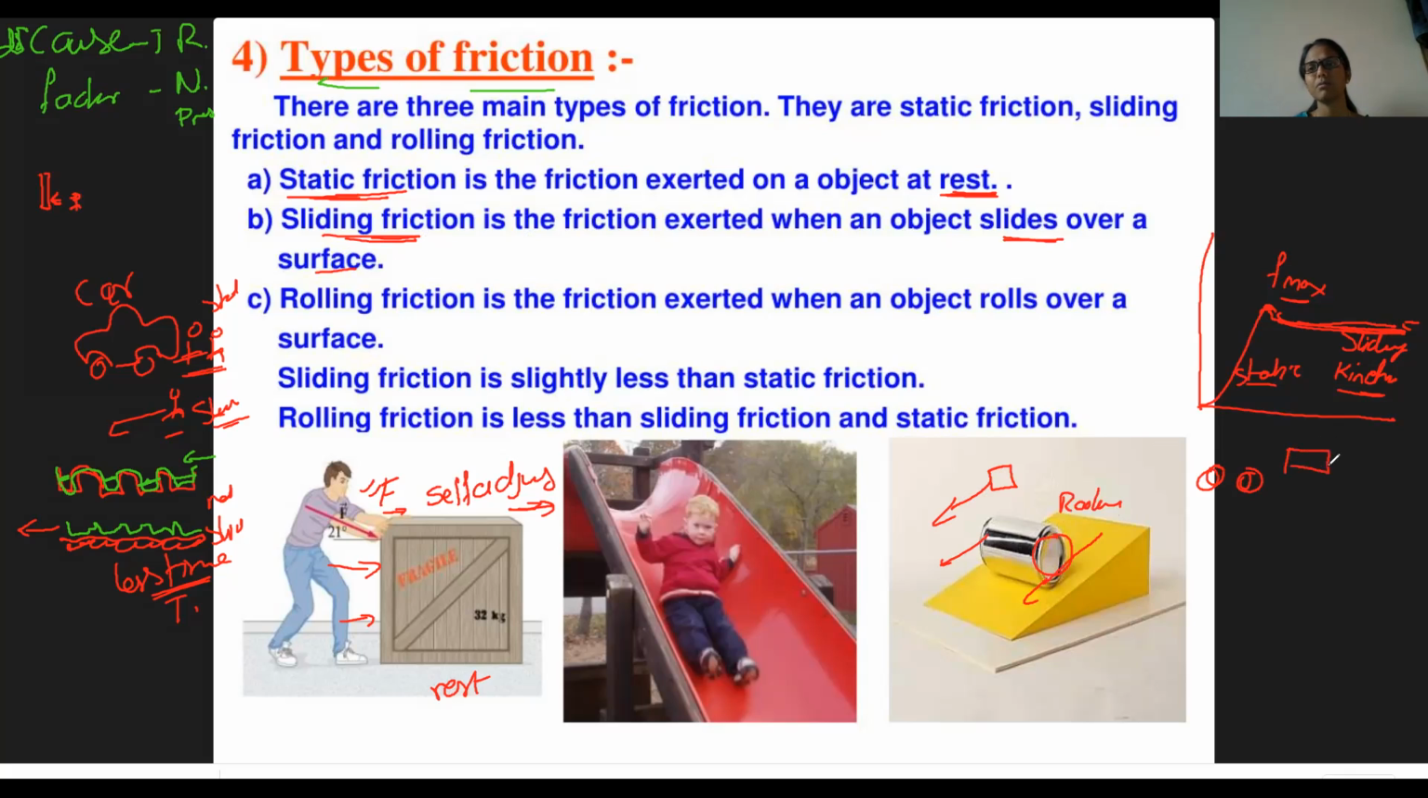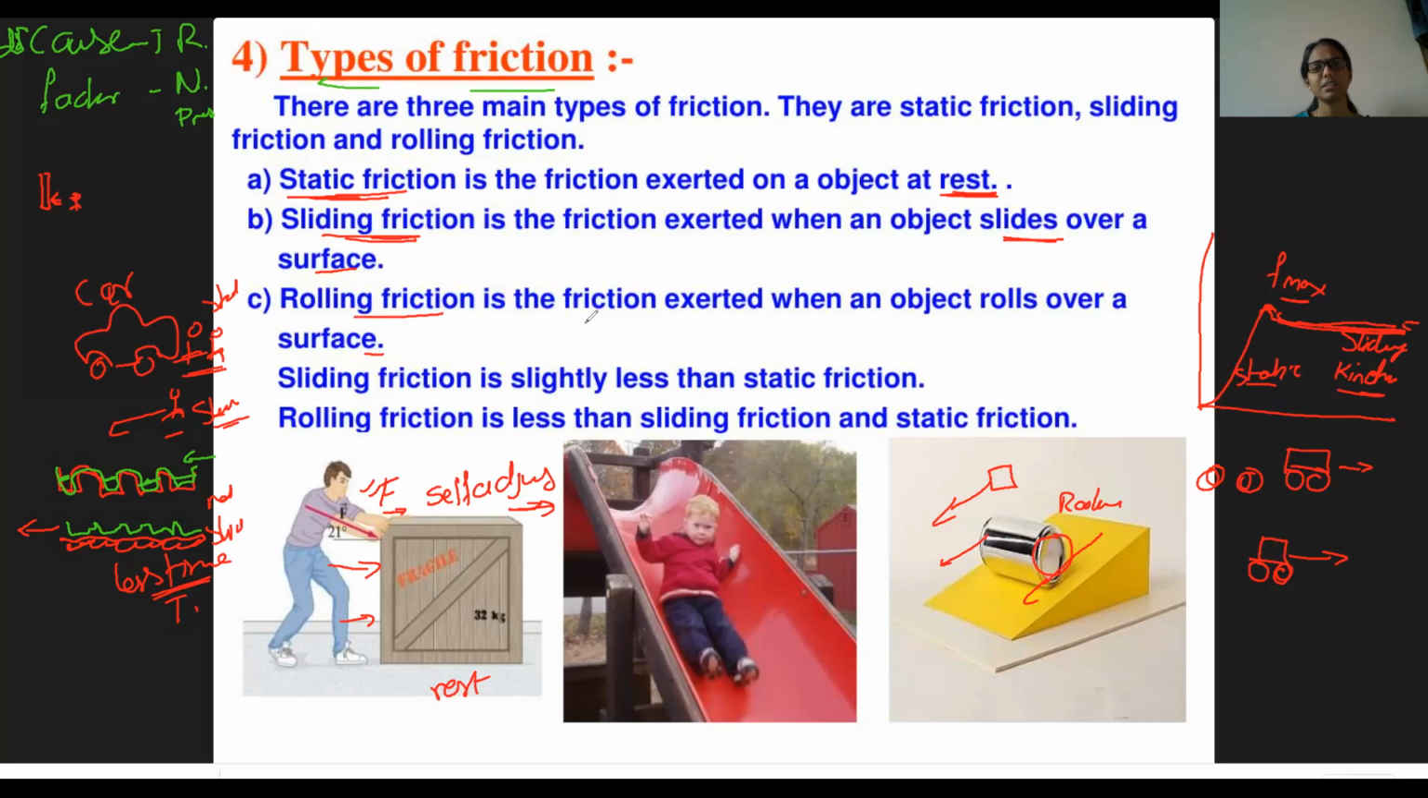Otherwise, pulling a bus is very difficult. Once you provide the bus with wheels, it is very easy. That is what we experience. Pulling a cart is very difficult. Suppose you include one or two wheels on the same cart. That's it, the cart will go easily. So rolling friction is very much less compared to starting and sliding friction.